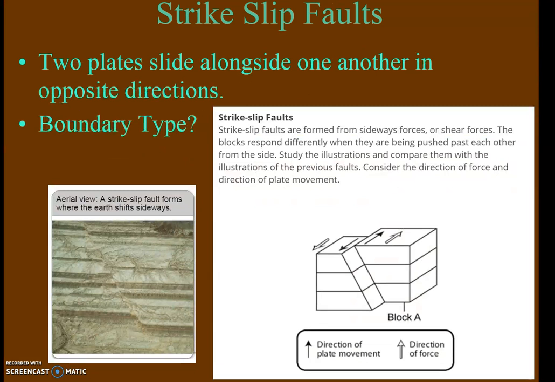Finally, at a strike-slip fault, this is where many earthquakes happen because the plates are sliding against each other in opposite directions. And this is at a transform plate boundary. At strike-slip faults, the plates move sideways and slide against each other, and this is often when they catch, forming an earthquake.